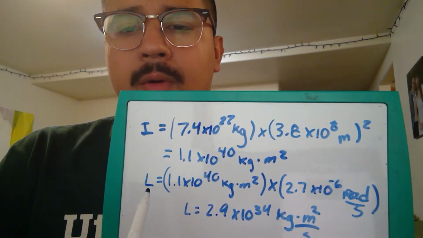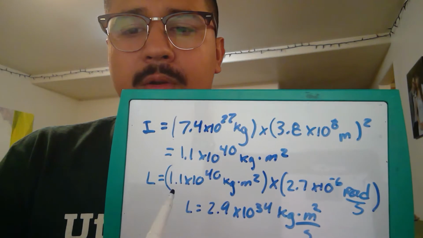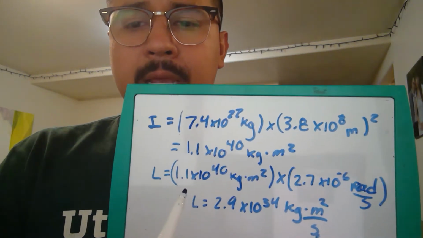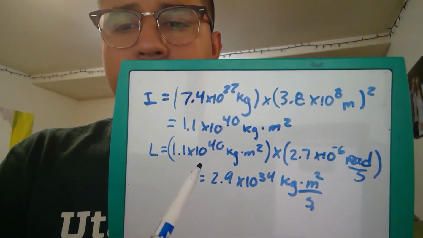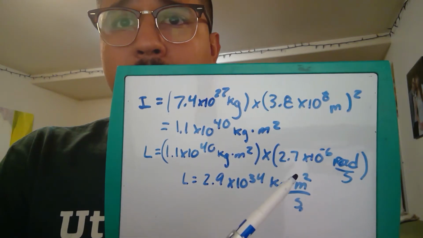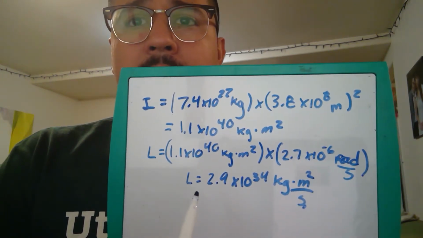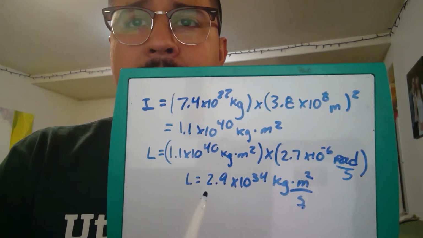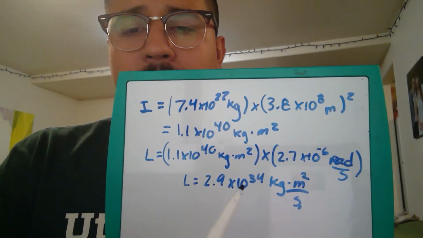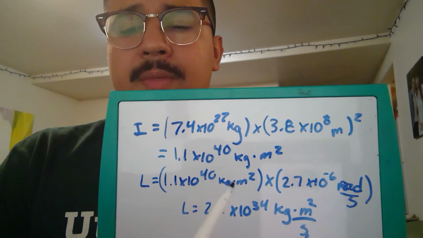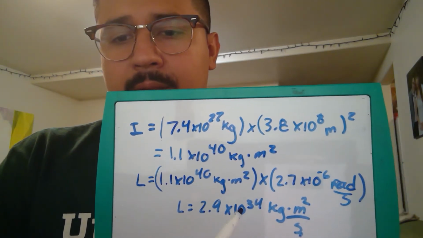Then we go back to our angular momentum problem, where angular momentum is equal to our angular speed times our inertia. So we plug in our inertia and our angular speed and multiply them, which gives us an angular momentum of 2.9 times 10 to the 34th kilograms times meters squared per second.